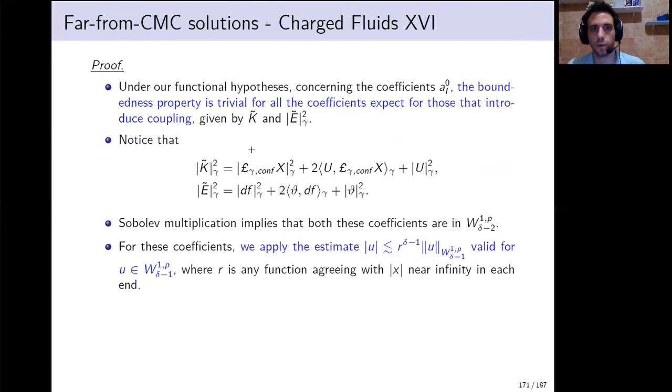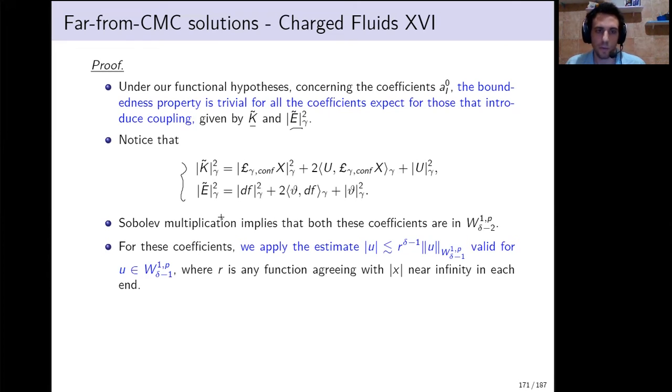Let us establish this for our system. Under our functional hypotheses, they are tailored so that all the coefficients that don't introduce coupling already satisfy these properties. So for all these coefficients in the Lichnerowicz equation, this is trivial. We only have to analyze these two coefficients that introduce coupling. Explicitly, these coefficients are given here. The first one introduces coupling with the momentum constraint, and the second one with the electric constraint.